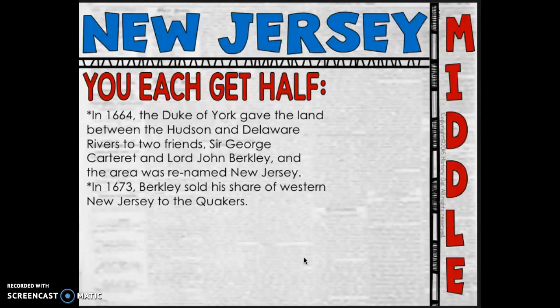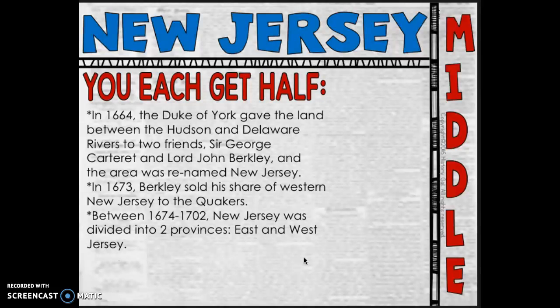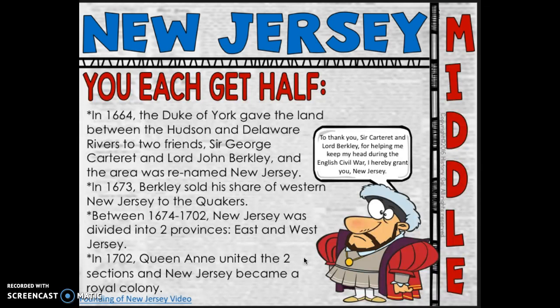In 1673, Berkeley sold his share of western New Jersey to the Quakers, which we know William Penn was a Quaker, and Quaker is a vocab word, so we should know at least what a Quaker is. And then between 1674 and 1702, New Jersey was divided into 2 provinces, East and West Jersey. In 1702, Queen Anne united the 2 sections, and New Jersey became a royal colony.